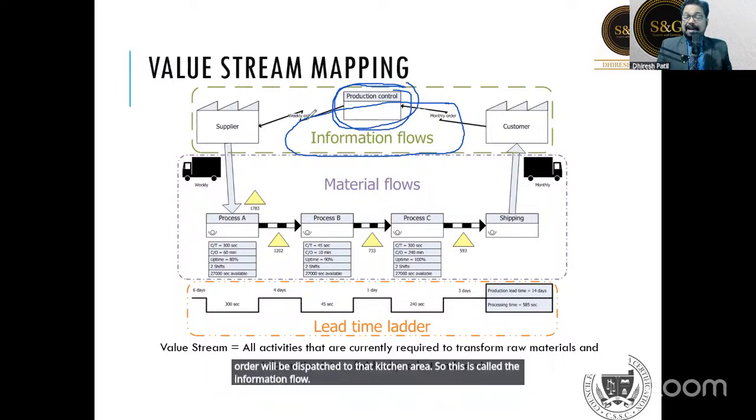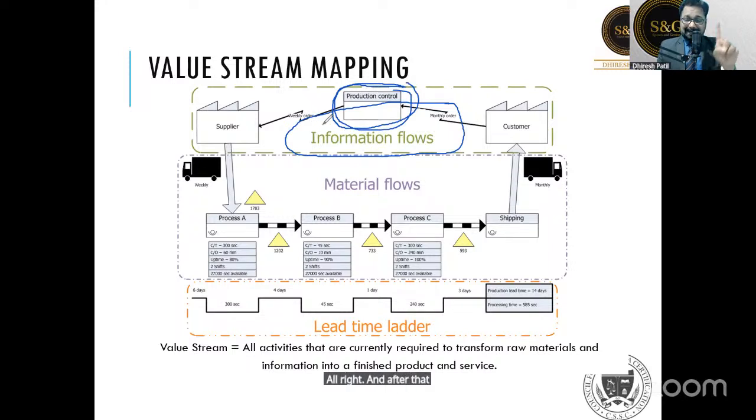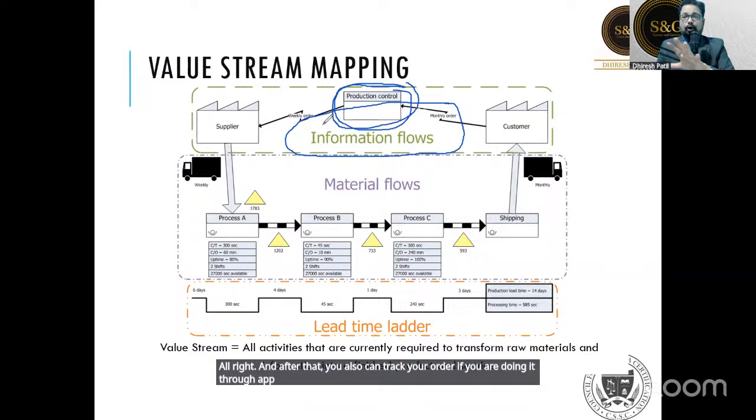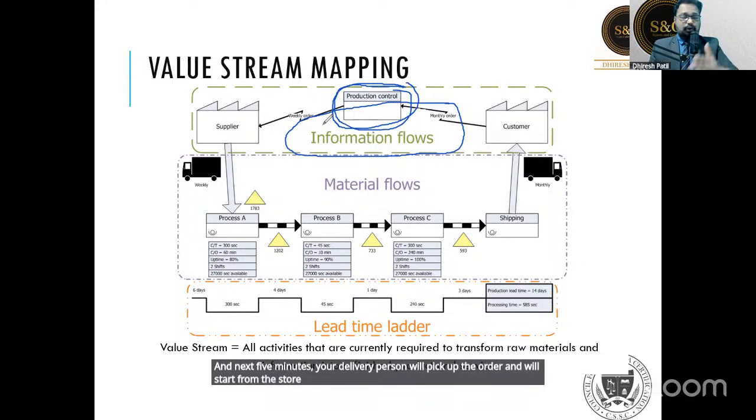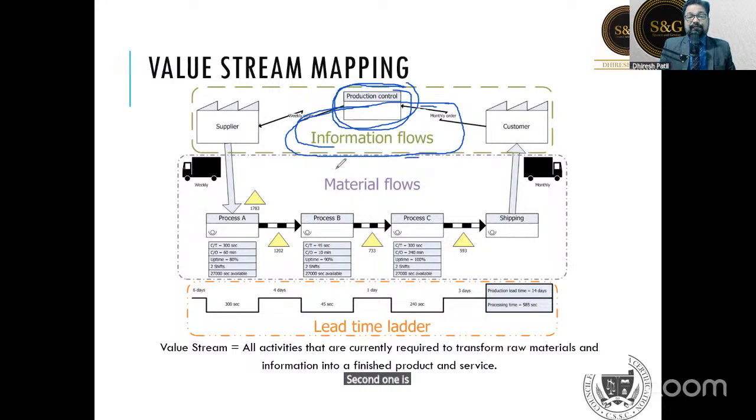And after that, you can also track your order. If you are doing it through an app, you can easily track that this is being made. So in the next 5 minutes, your order will be completed, and in the next 5 minutes, the delivery person will pick up the order and start from the store towards your residence. So this entire information flow you can track. That's the first thing. The second one is called material flow.